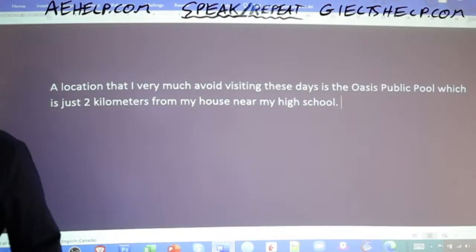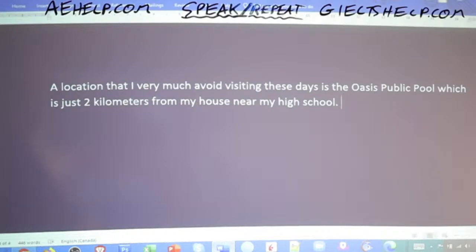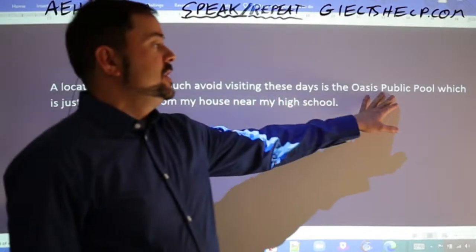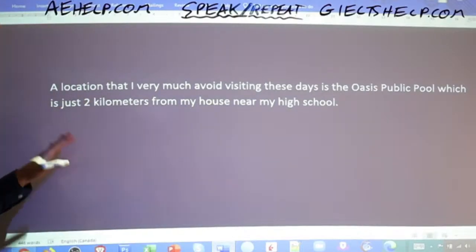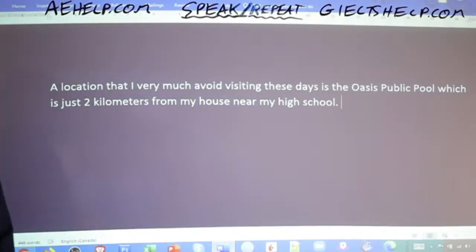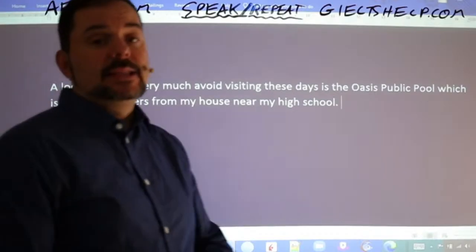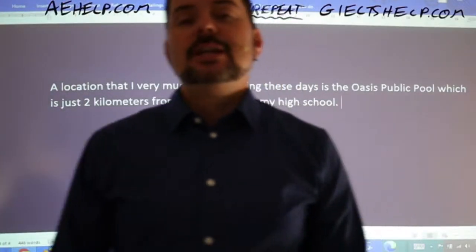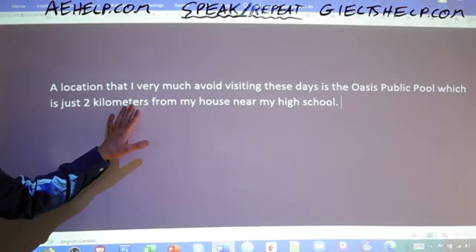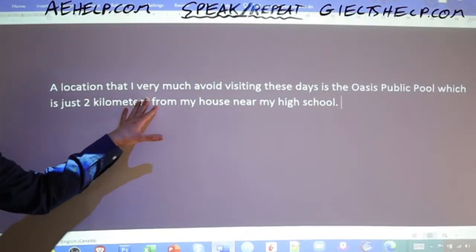All right. So there is my first sentence, okay? A location that I very much avoid visiting these days is the Oasis public pool, which is just 2 kilometers from my house near my high school. So I decided to kind of immediately group location in here as well. Why not start to give the listener a clear idea? So I'm starting with location, right?